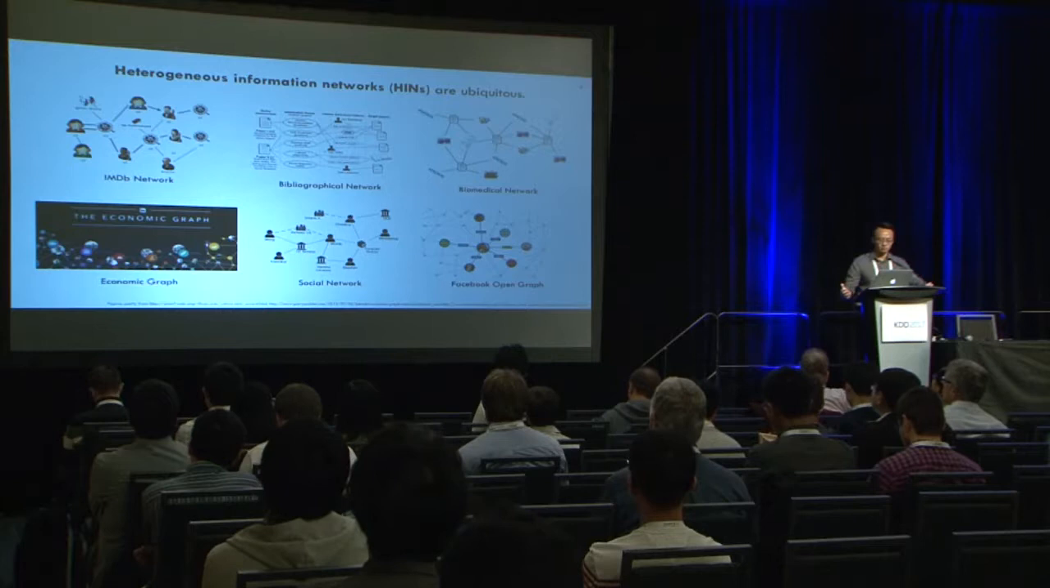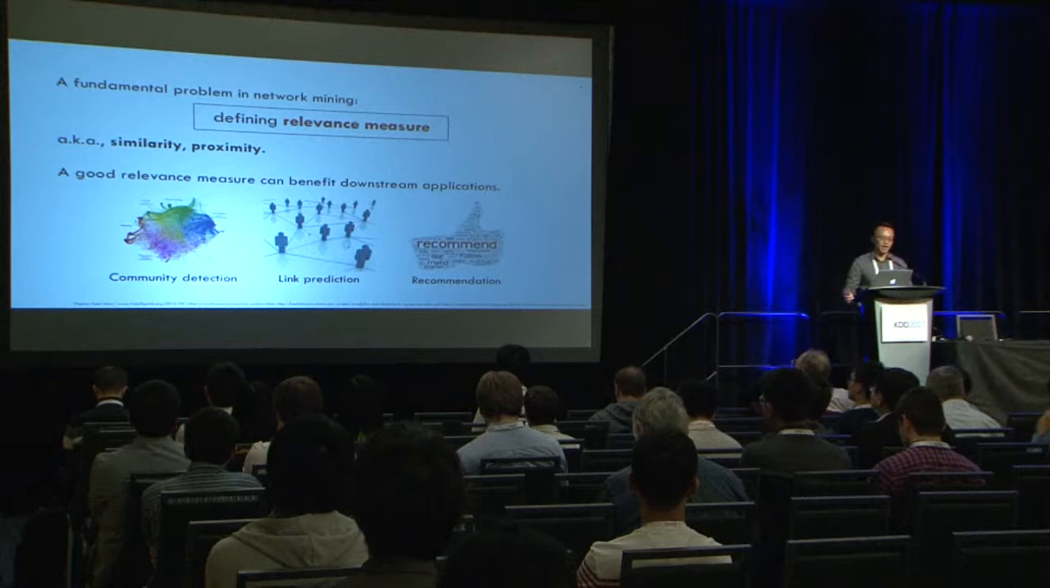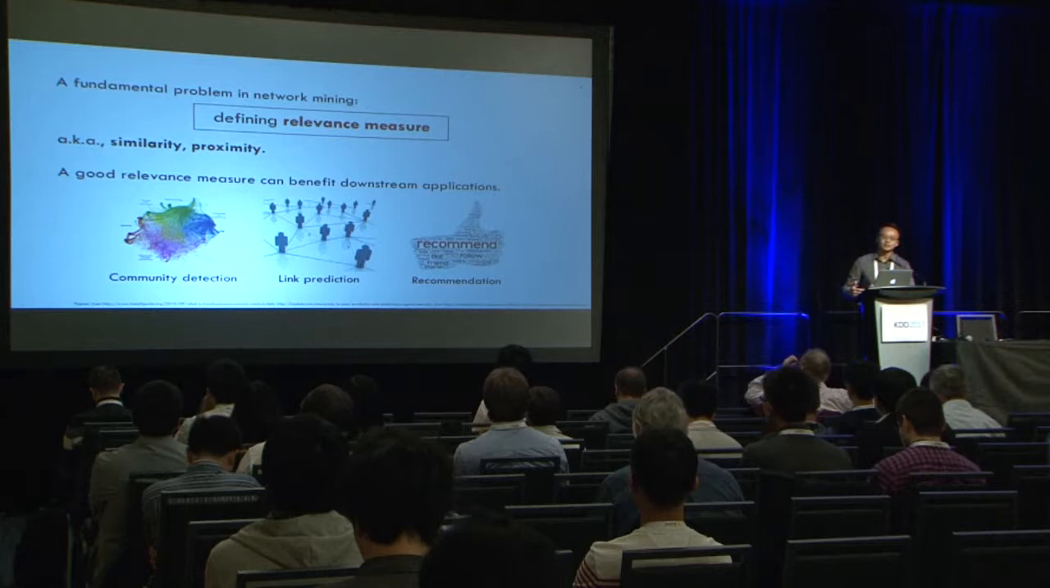And with all these networks available, a fundamental problem in network mining is to define a relevance measure, also known as similarity or proximity. And we believe defining a relevance measure is very important because it can benefit downstream applications like, say, community detection, link prediction, and recommendation.